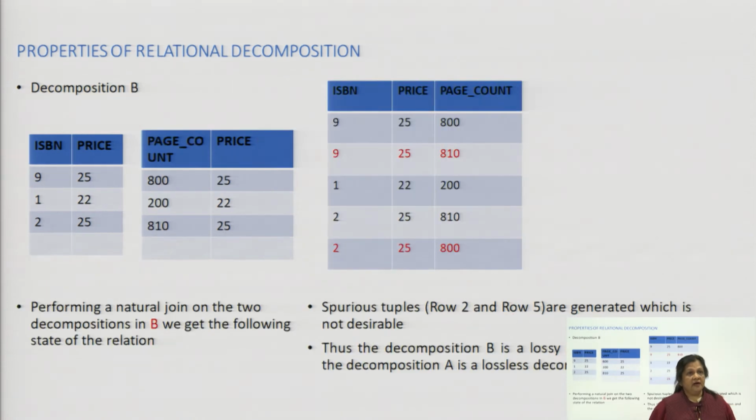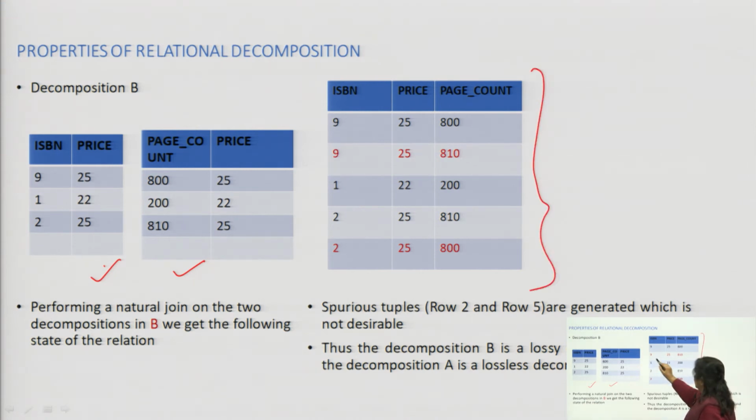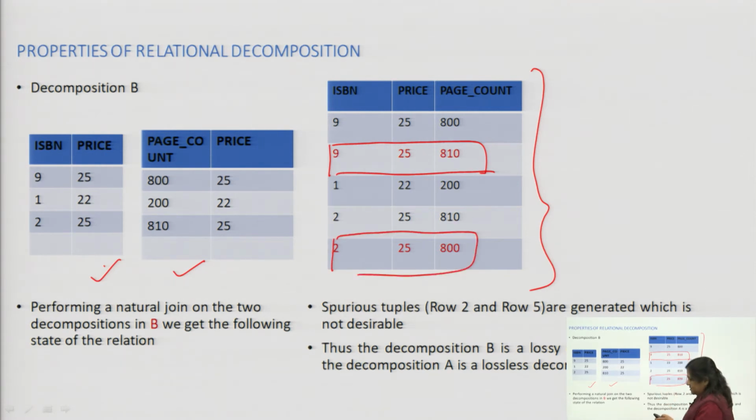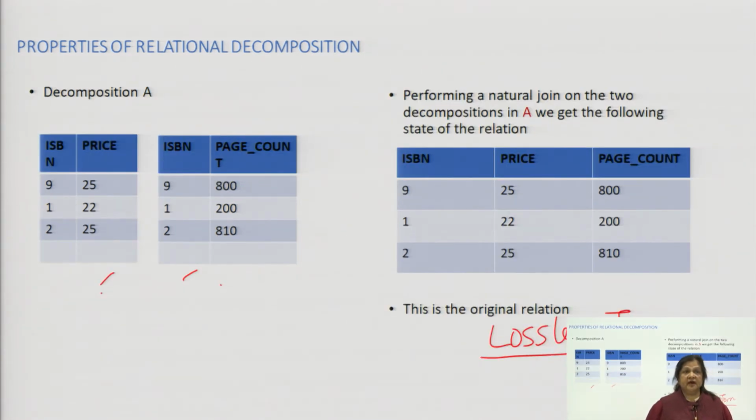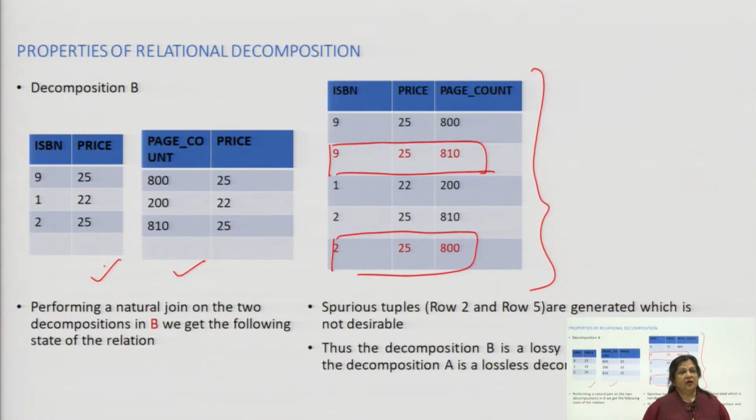Now, let us look at the other decomposition we had, that is this. Now, when I perform a natural join on these two relations, this is the relation that I get, and these two rows which I have shown in red, they are not there in the original relation. This was the original relation, this one, those two rows are not there in the original relation. So, what have we got on performing the natural join? We have got these two extra tuples.